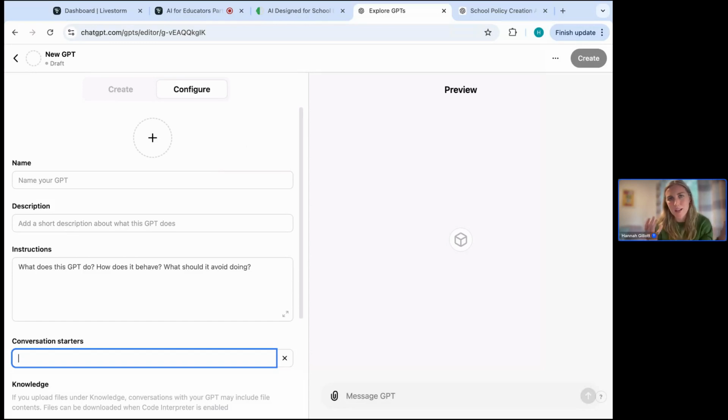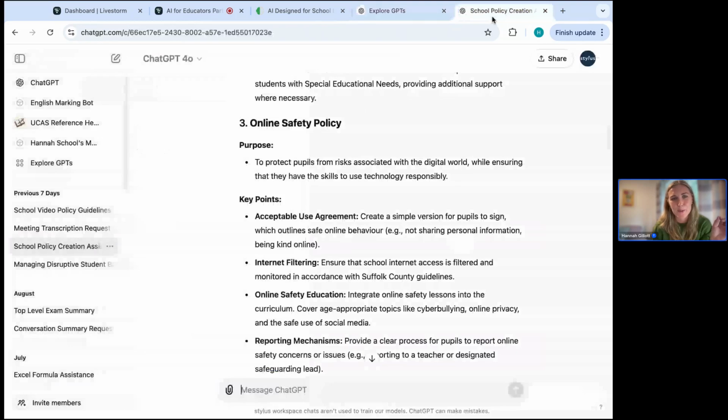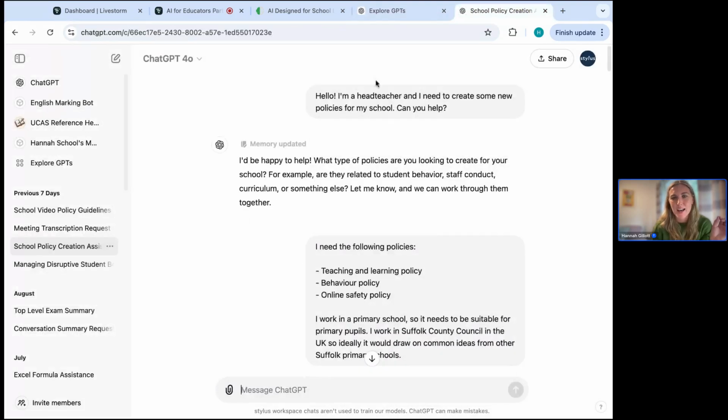So I thought, well, I'll get GPT to write me some. I'm a school governor across a couple of schools, so I am very familiar with the process of having to go and review policies, write policies. It can be a real slog. So I opened a new conversation and said, I'm a head teacher, I need to create some new policies for my school, can you help? And it said, yeah, sure.